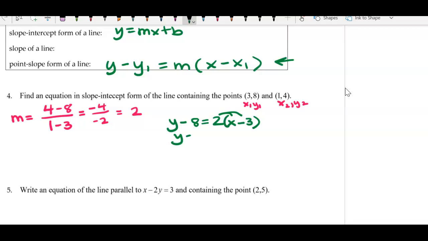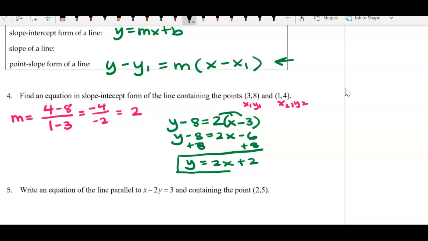Distribute that through, because now we need to get it into the slope-intercept form. And so that means we need to get y by itself. All right, so we end up with y equals 2x plus 2. Everybody see how I got that, or questions? So we had to find the slope first, then we can use one of the points to put the information into this formula. Doing good?